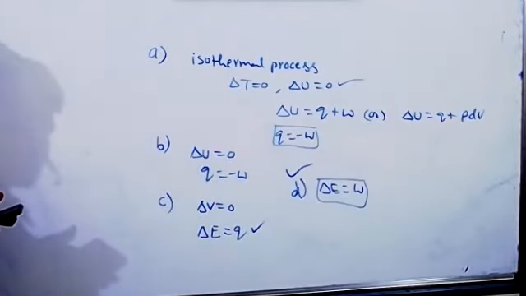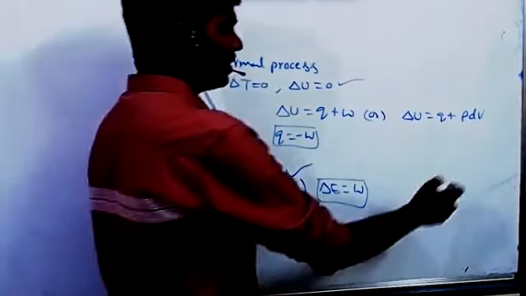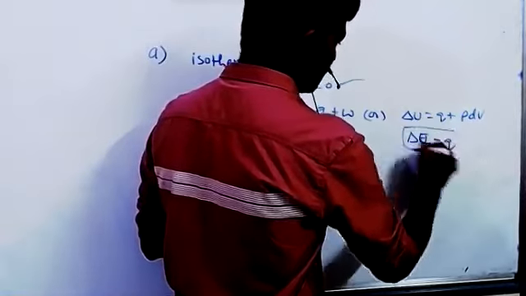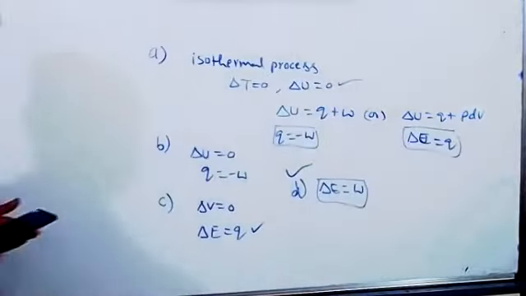E is expansion of a gas into vacuum. Yeah, expansion of a gas in vacuum means external pressure is 0. Then delta U or delta E is equal to Q only. Option E is also okay, but only D is incorrect.